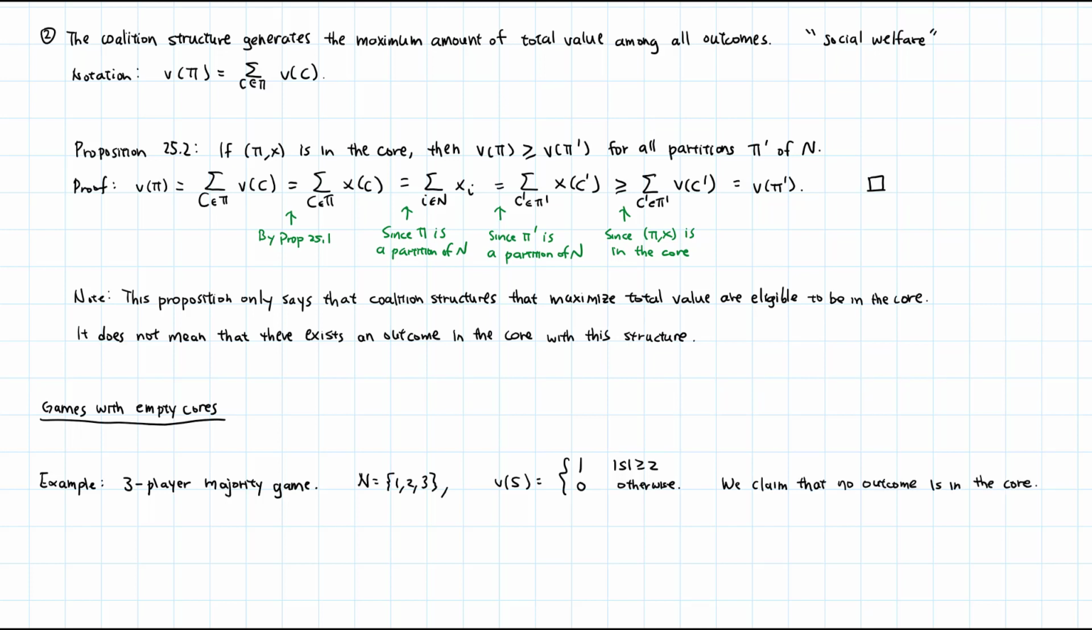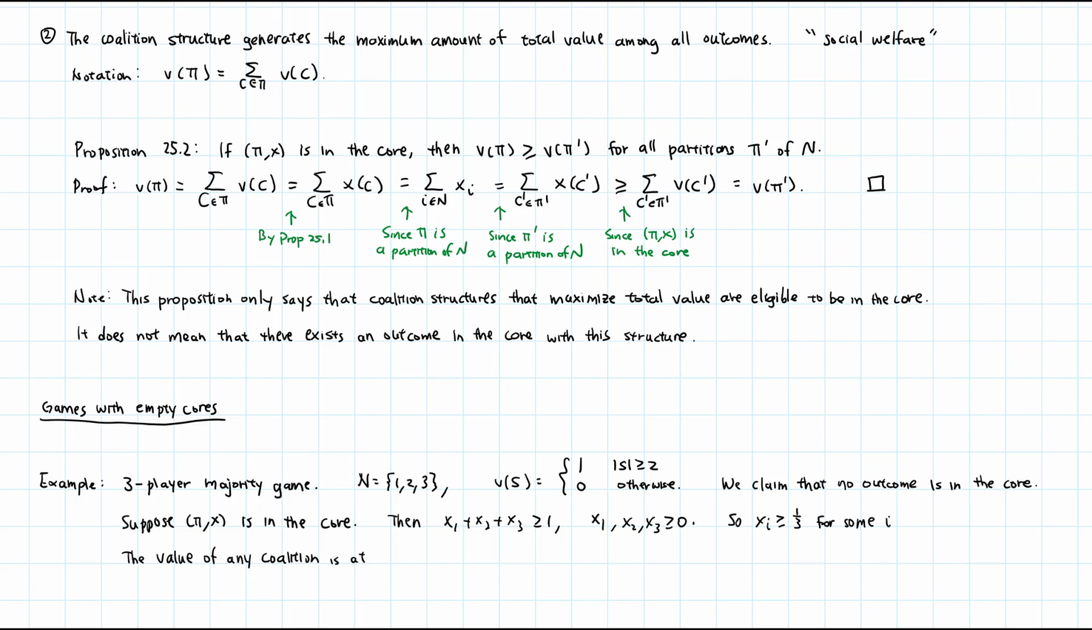We assume otherwise and suppose that (π, x) is in the core. Then, using the conditions for the core, we have these inequalities. x1 + x2 + x3 is at least 1, and all variables are at least 0. So x_i must be at least 1/3 for some i. Now the value of any coalition is at most 1, so x1 + x2 + x3 is at most 1 as well.